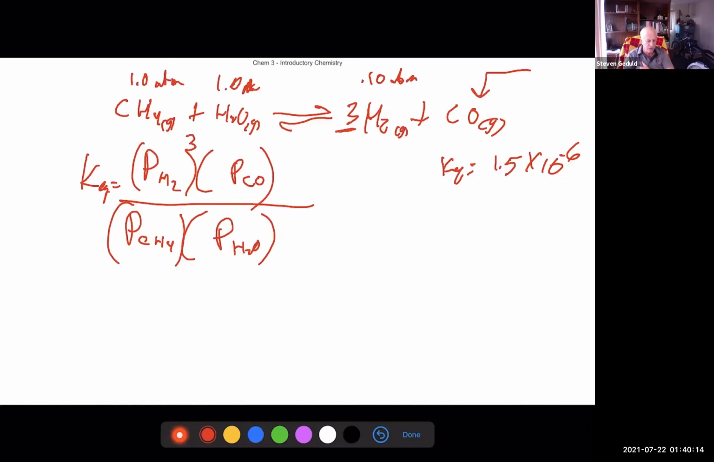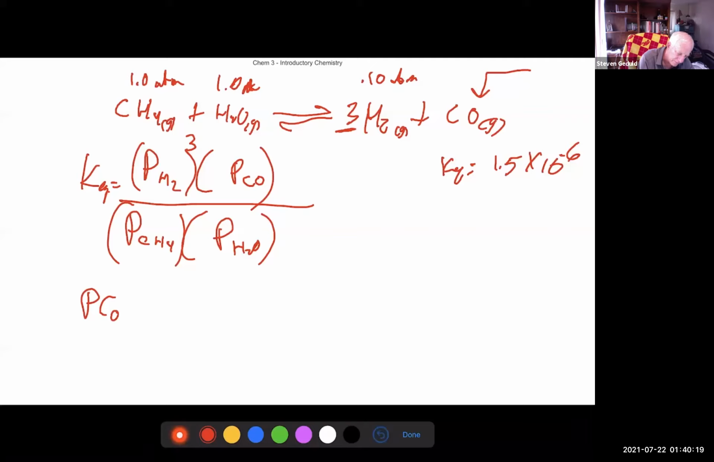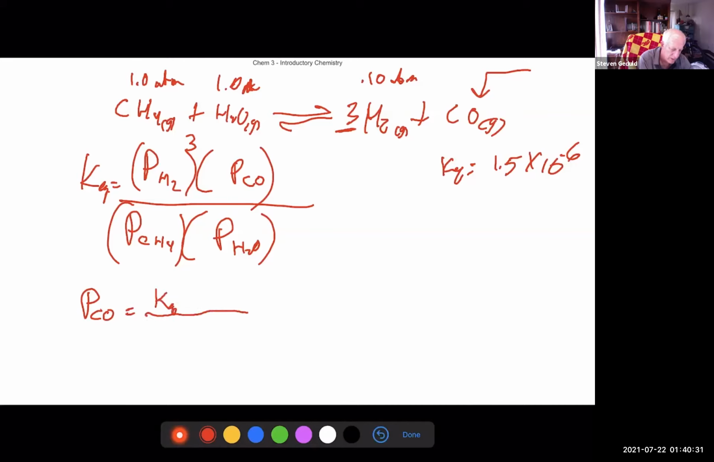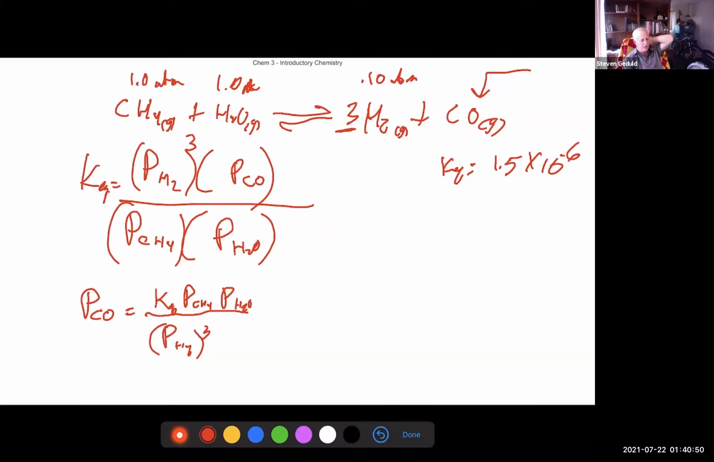So let's rearrange our equation. Partial pressure of carbon monoxide is equal to the K value times the partial pressure of CH4 times the partial pressure of H2O divided by the partial pressure of H2 cubed. I think that's right. We just solve for the partial pressure of carbon monoxide. We just rearrange that, solving for partial pressure of carbon monoxide.